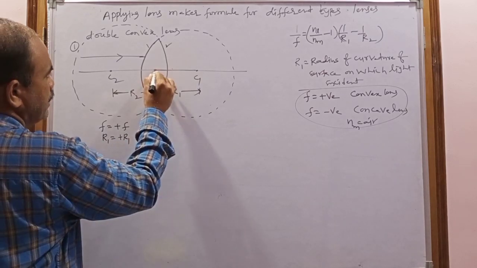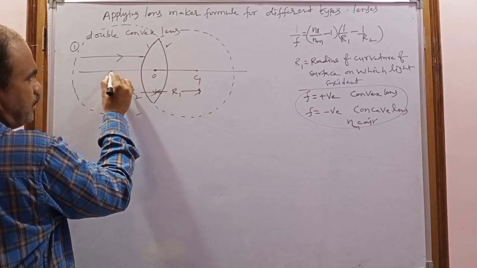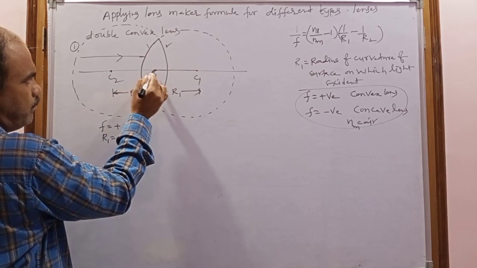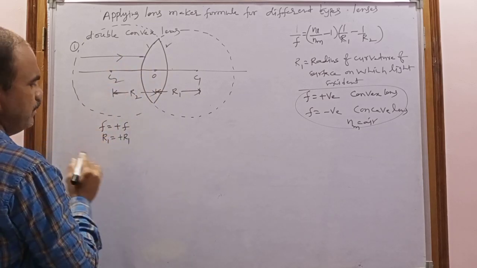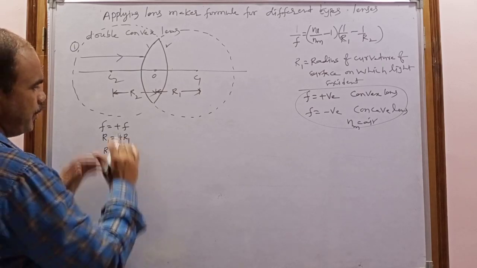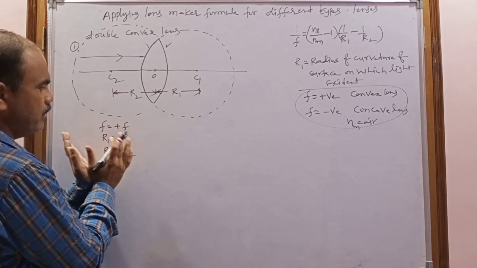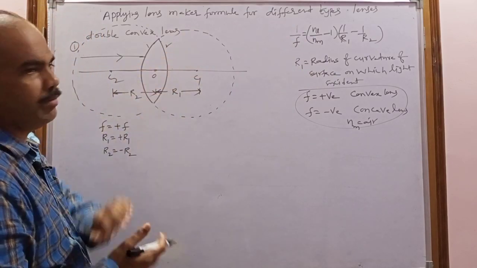And again, the distance from the optic center to the second center of curvature is known as R2. But to measure R2, in which direction are you moving? Opposite to the incident ray. So that's why R2 is taken as minus R2. So now you apply the sign convention, then substitute in that formula, and you get the lens maker formula for a double convex lens.